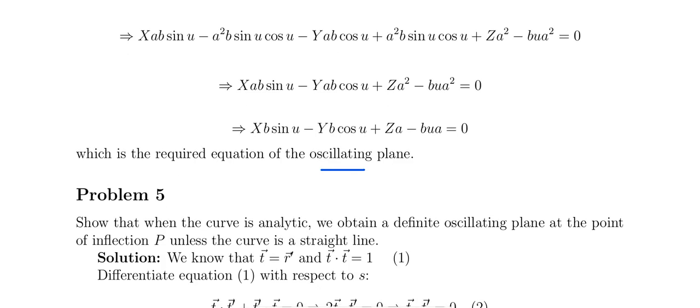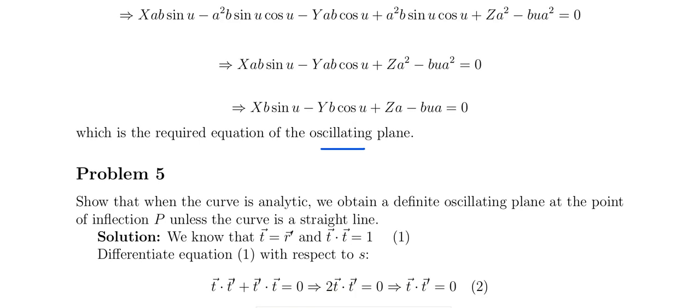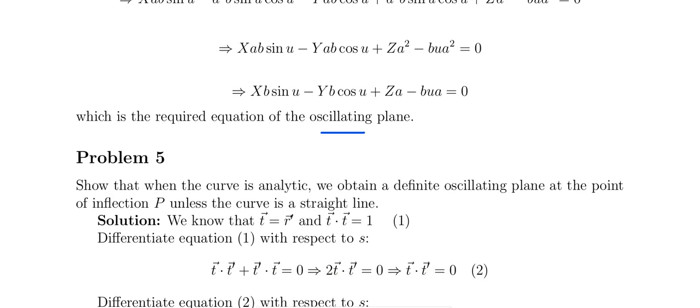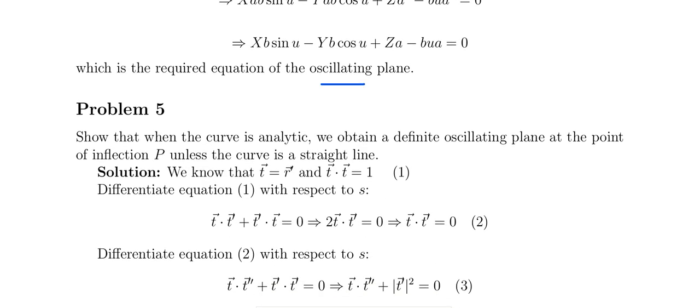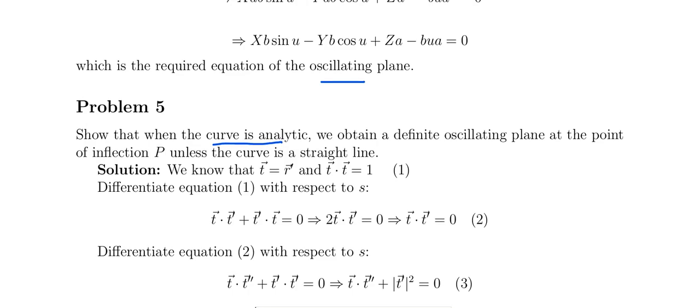Okay, and when the curve is analytic, we obtain the definite osculating plane at the point of inflection P unless the curve is a straight line. So when the curve is analytic, we obtain the definite osculating plane at the point of inflection P unless the curve is a straight line. So this is one of the results.